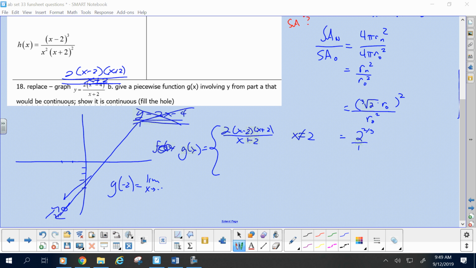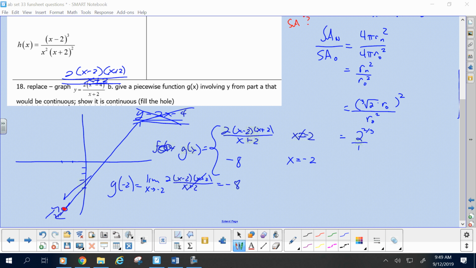Okay? So what is this approaching? As x gets closer and closer to -2, the function is approaching -8. That means that I need to define a point that when x is -2, put a single point at a y of -8 so that we fill the hole. And it's continuous. Right. So that's the idea.